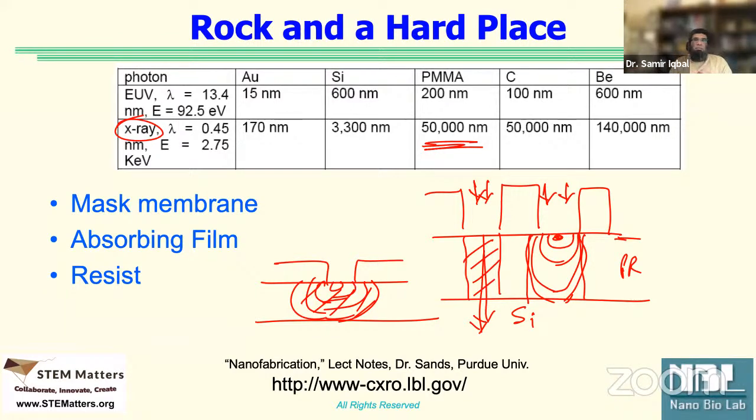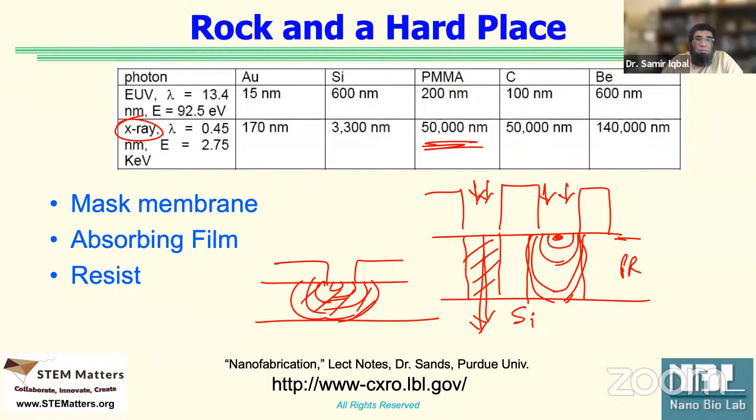So the mask membrane or mask material has to be thick. The film that we use has to be thick. So it puts other requirements on what we can do.